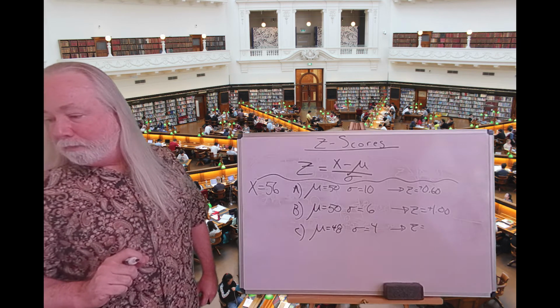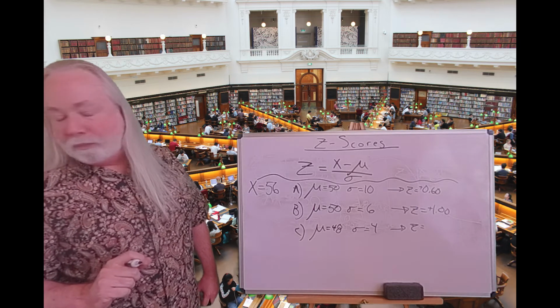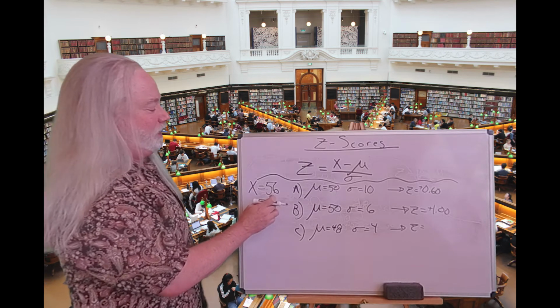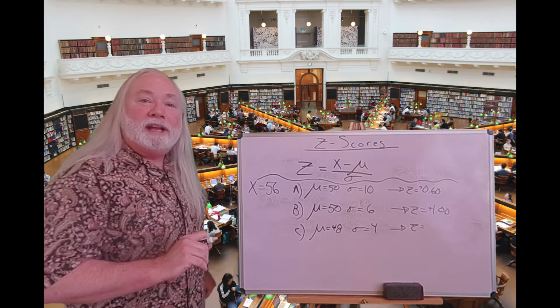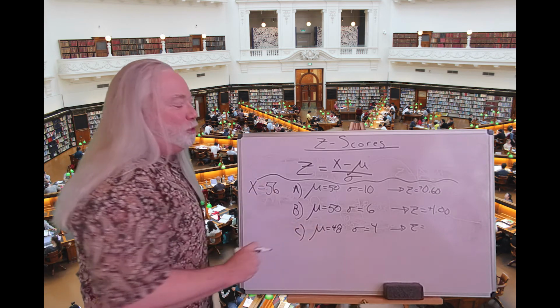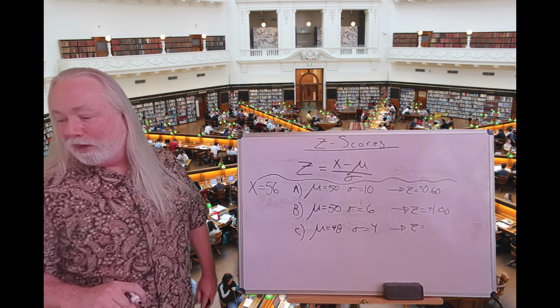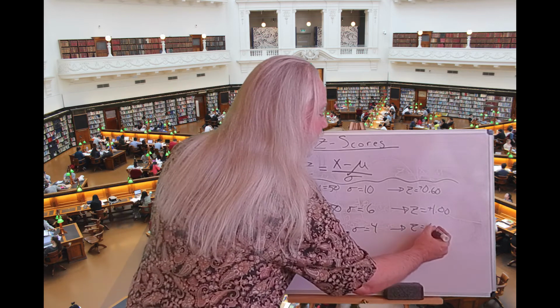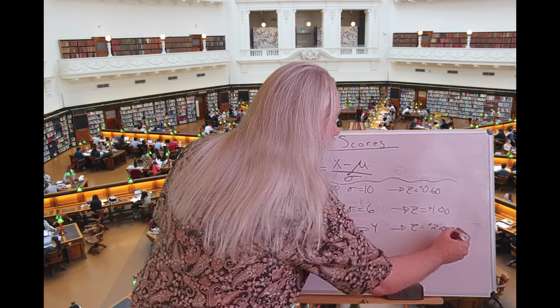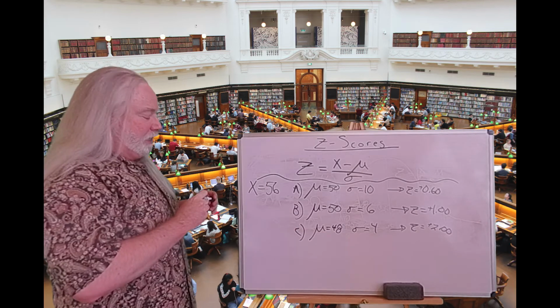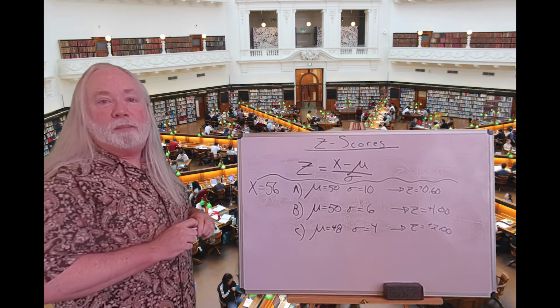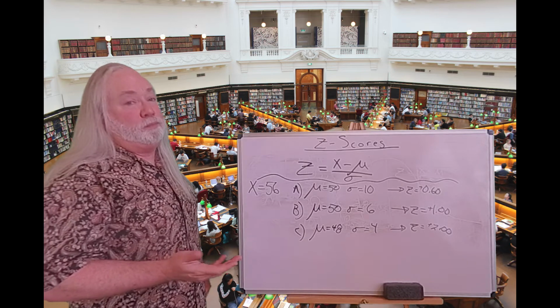Oh, I'm sorry, 56. I said 40. 56 minus 48. Woo! Hi, good morning. Caffeine's kicking in. 56 minus 48, then divide by 4, of course. And so here, what you should find is that this raw score within this distribution is 2 standard deviations above the mean. As we'll see, that's pretty far up there.